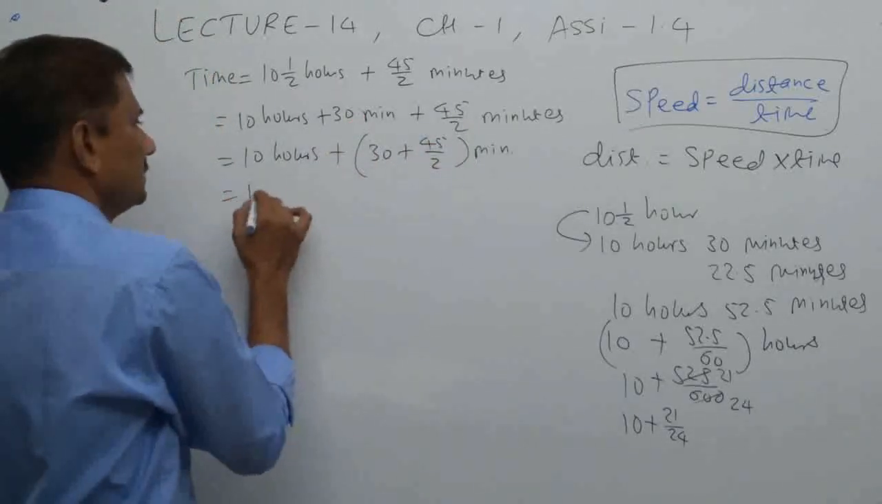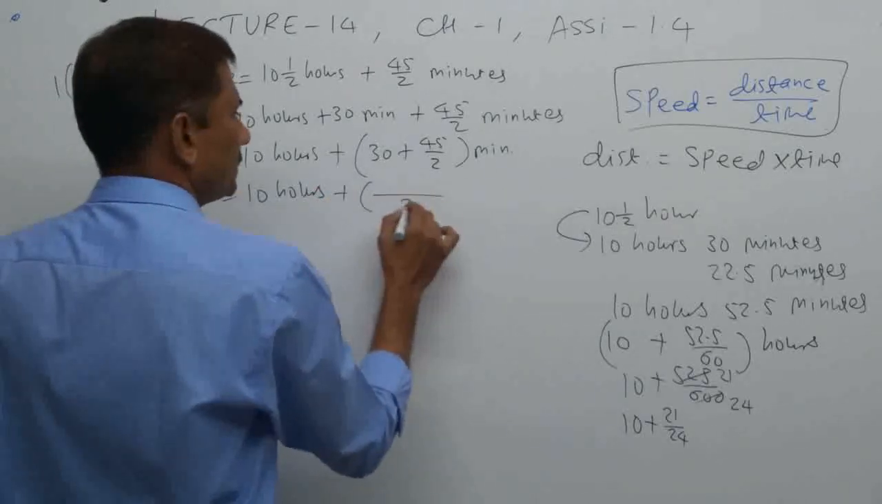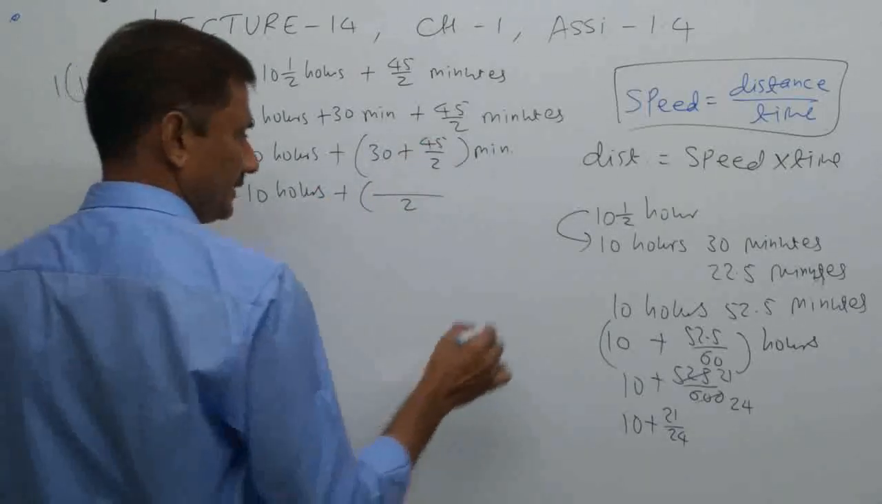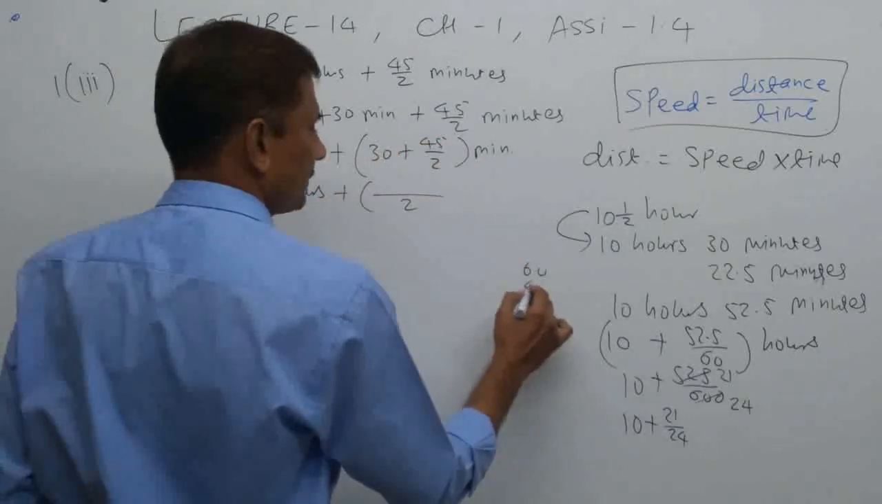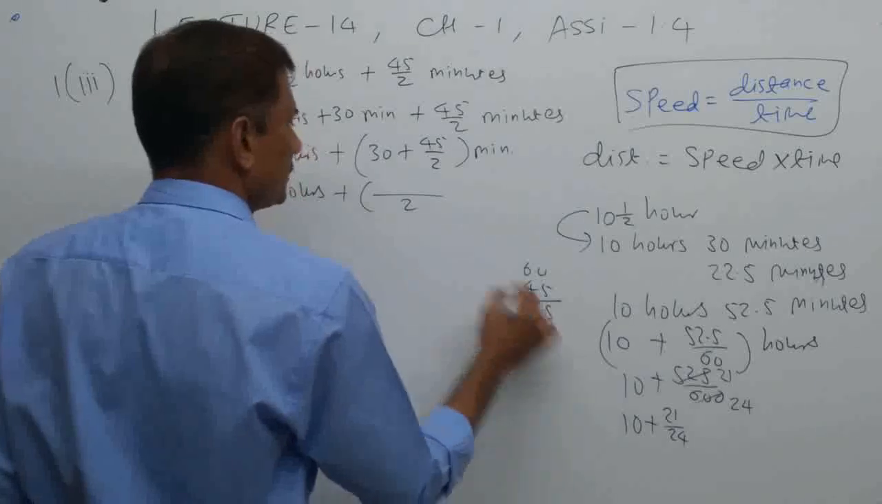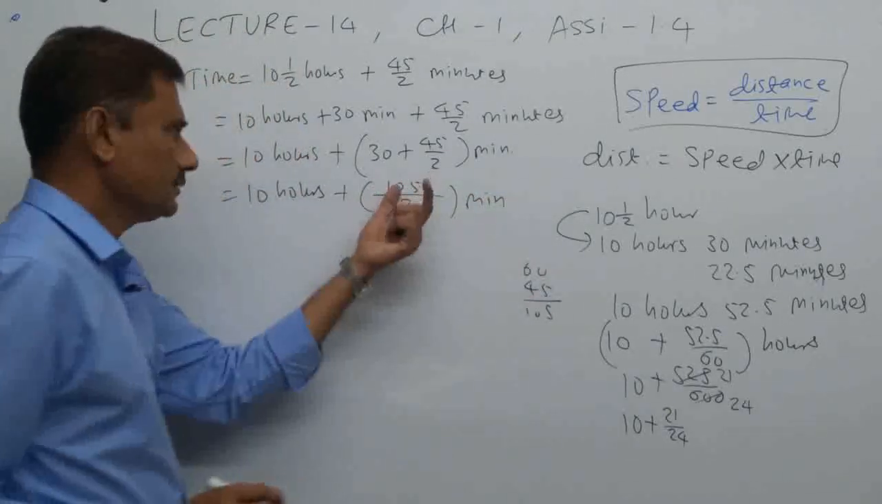So it will be 2, 2. So 60 plus 45. Okay, 2 times 30 is 60, making cross multiply 45. So it will be 105 by 2 minutes. Okay, it is not 1 hour complete.